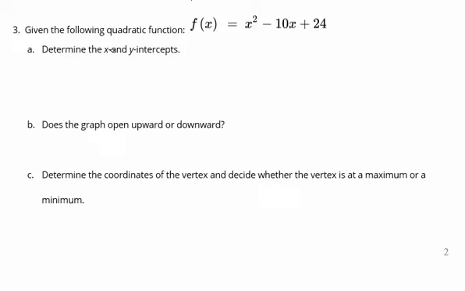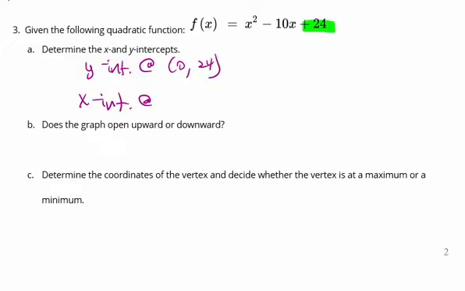For number 3, we are given this function, f of x is x squared minus 10x plus 24. We're asked to determine the x and y-intercepts. The y-intercept is easy because in standard form, it's just c, the constant. So y-intercept at 0, 24. The x-intercepts are not as easy. We could do it by hand, possibly, if we could factor.